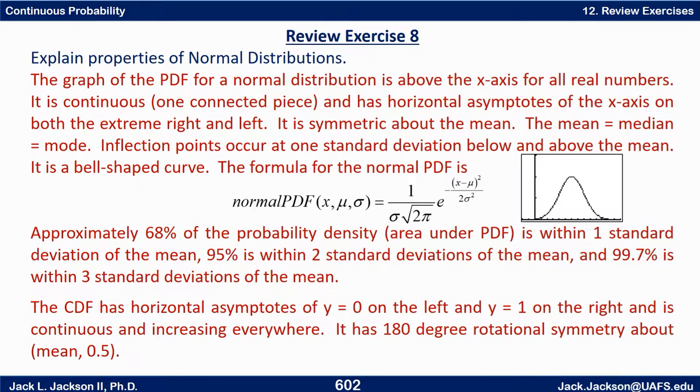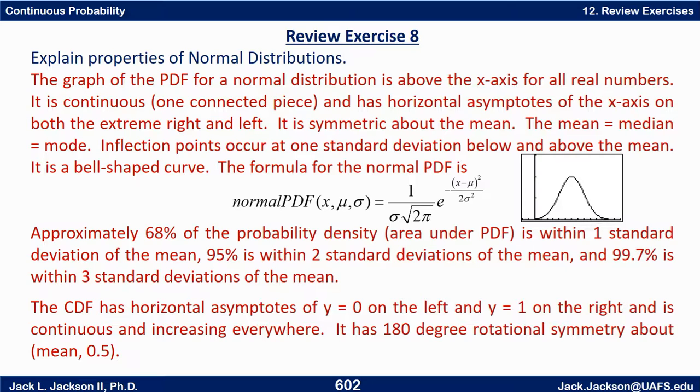All right, a couple other things that we kind of know about these. Approximately 68% of the probability density, the area under the PDF, is within 1 standard deviation of the mean. 95% is within 2 standard deviations of the mean, and 99.7% is within 3 standard deviations of the mean. If we do the CDF, it has a horizontal asymptote at y equals 0 on the left and y equals 1 on the right, and it's continuous and increasing everywhere. And it has 180-degree rotational symmetry about the point (mean, 0.5).